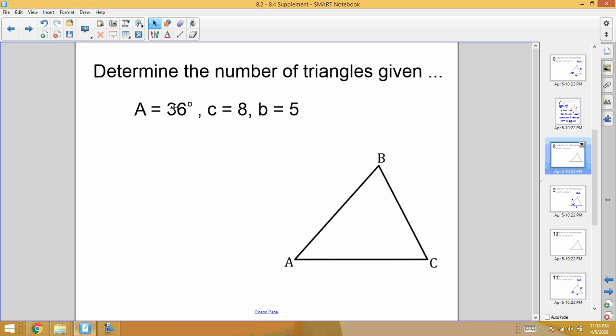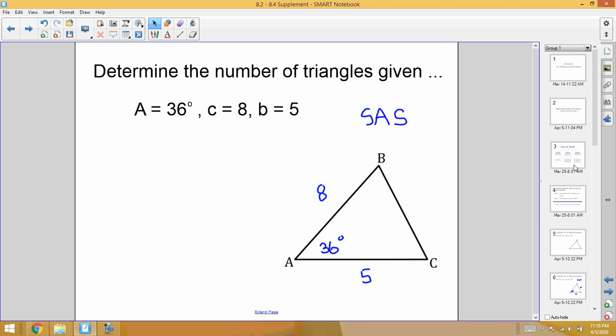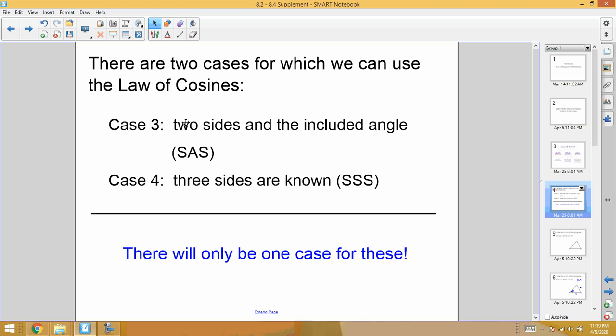Here's another example where there's an angle and two sides given. This time, however, if you plug these values into this triangle, again, this is just a general sketch that I drew. Don't worry about scale or anything like that. But when I plug those numbers in, remember side C goes across from angle C, so that puts the 8 over here. And then the 5 is across from angle B. And then angle A is 36. So that makes this a side angle side problem. And side angle side is one of the cases where we use the law of cosines. And since it's one of those cases, that means there will only be one triangle possible.